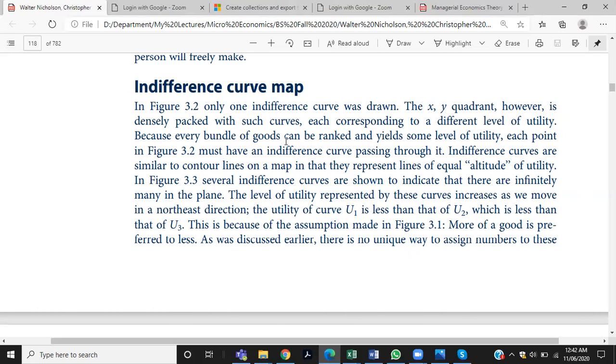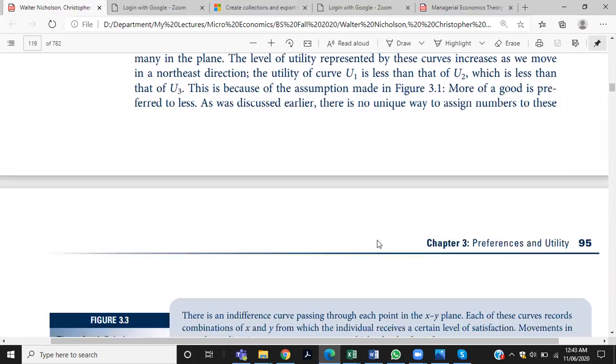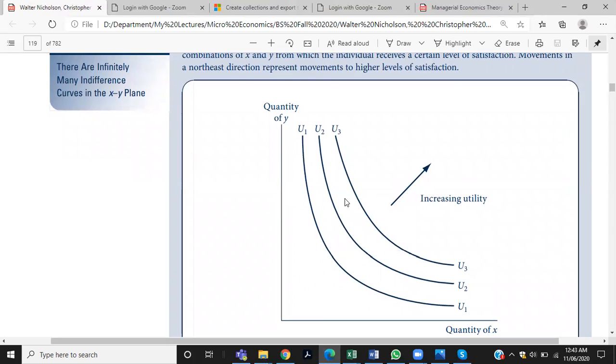So in order to show a rank, the utility obtained from different bundles of goods and services can be represented by different indifference curves. And if this is the situation, we use the indifference curve map.